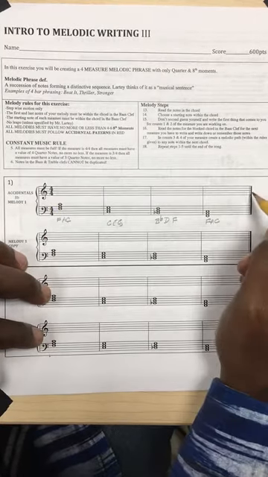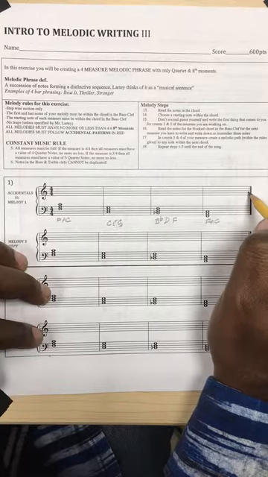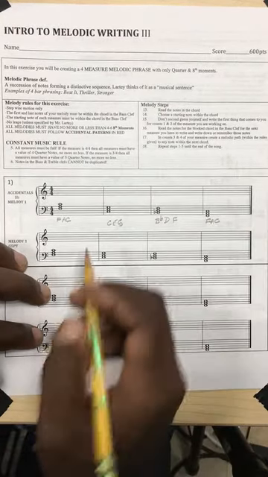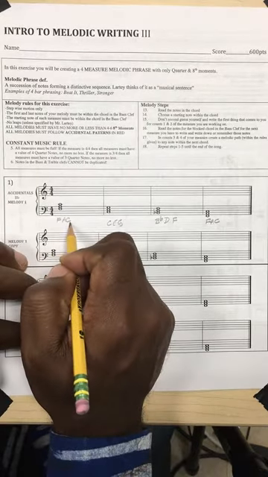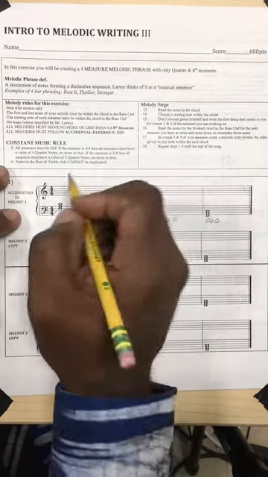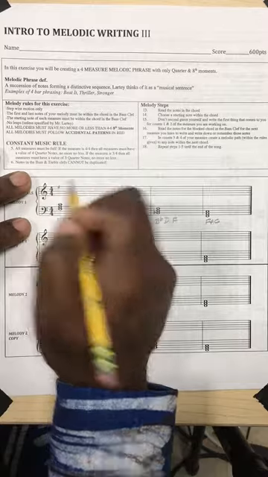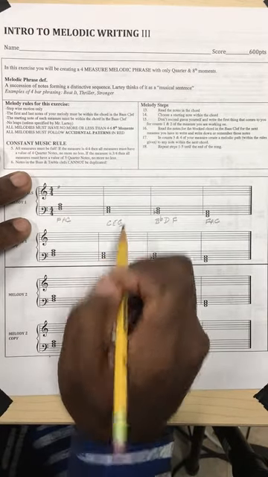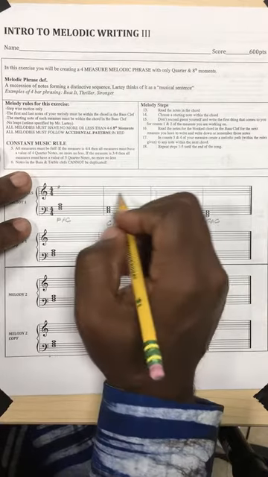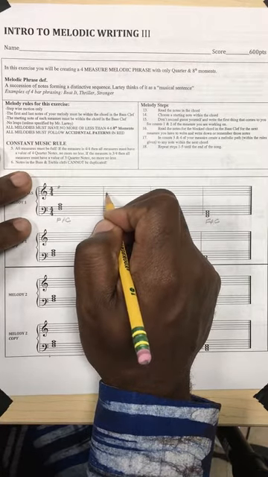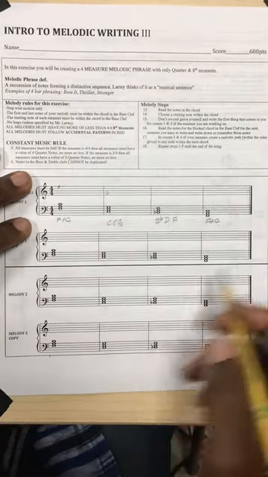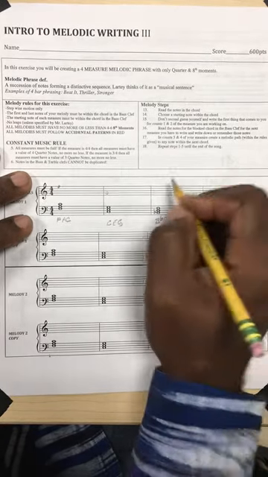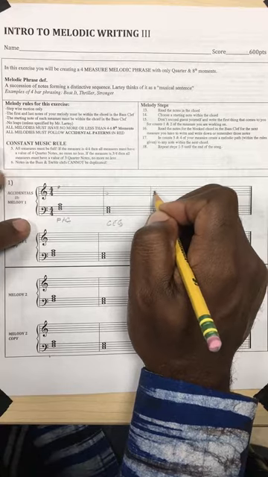So, I need starting pitches for my measures here. And I have to remember that the last note in this measure must be within this chord as well. So I could choose F, A, or C. I'm going to choose an F. I will choose C, E, or G. I'm going to choose a low G to be exciting. I guess I'll choose a B flat, right?